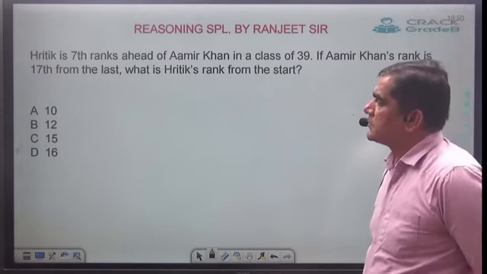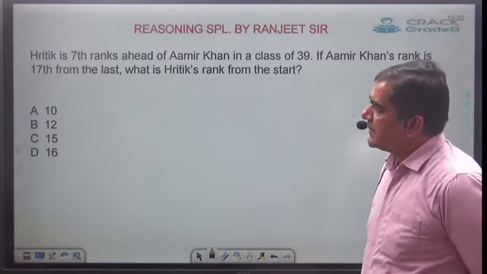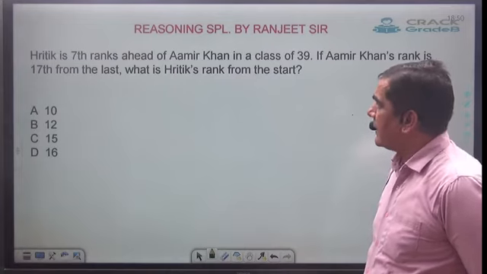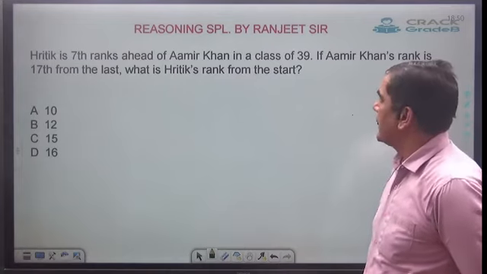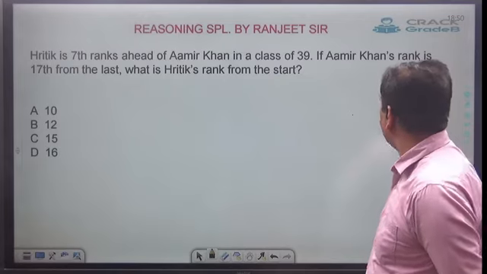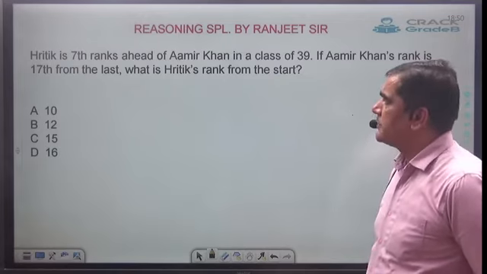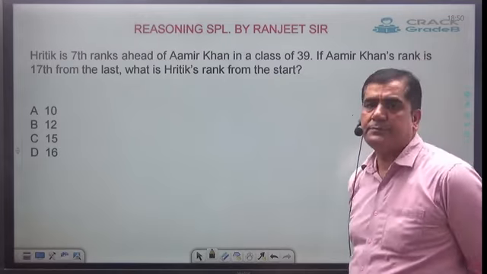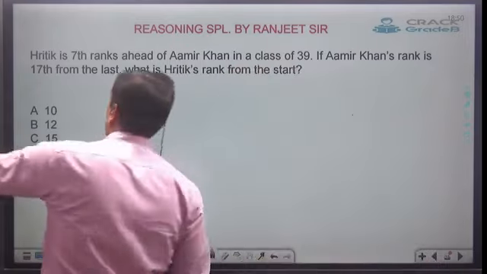Let's go for this one. They are saying Ritik is 7 ranks ahead of Amir Khan in a class of 39. If Amir Khan's rank is 17 from last, what is Ritik's rank from the start? Basic question they have asked.